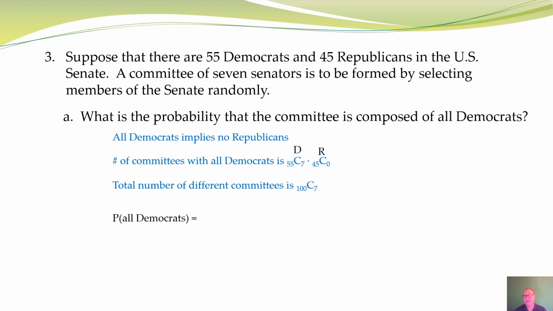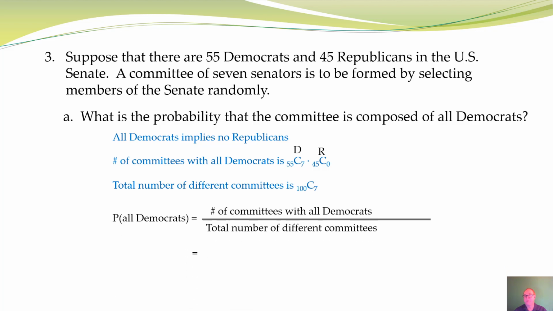Now, the probability that all are Democrats equals the number of committees with all Democrats divided by the total number of different committees. So that's 55 combination 7 times 45 combination 0 over 100 combination 7. You would use your calculator to calculate this out.